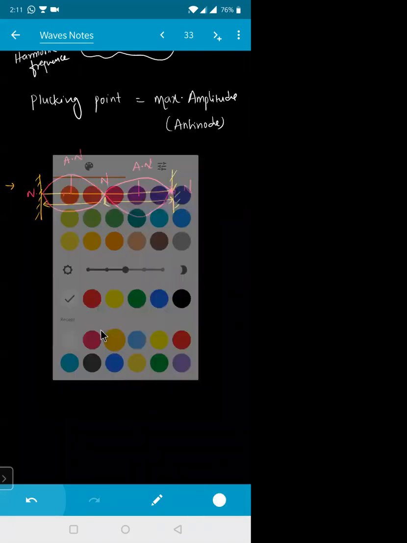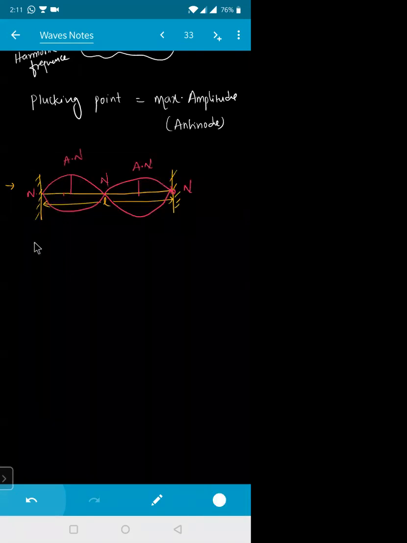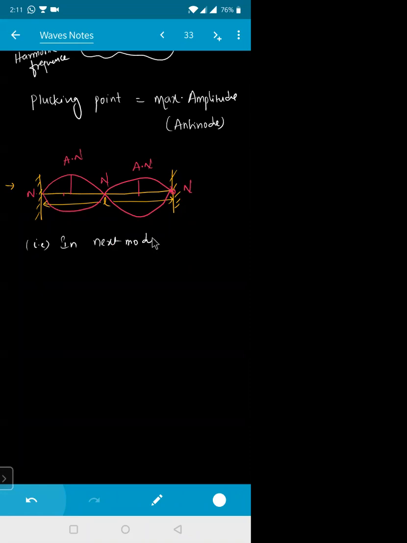Okay. So in the next mode, that means second mode, the number of loops are how much, beta? Two loops are forming. So total length will be equal to how much, beta? Length of this string will be equal to here to here. It is how much for me? Lambda by 2 plus lambda by 2, that will be equal to how much, beta? Lambda.